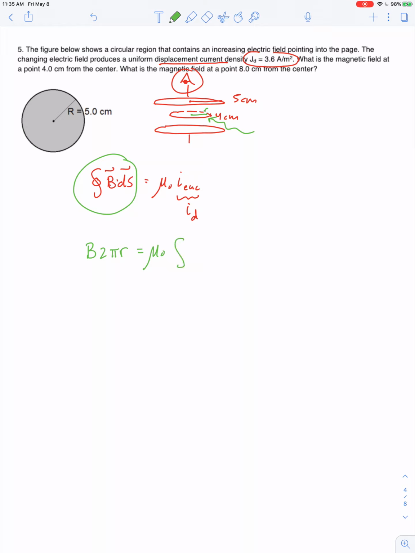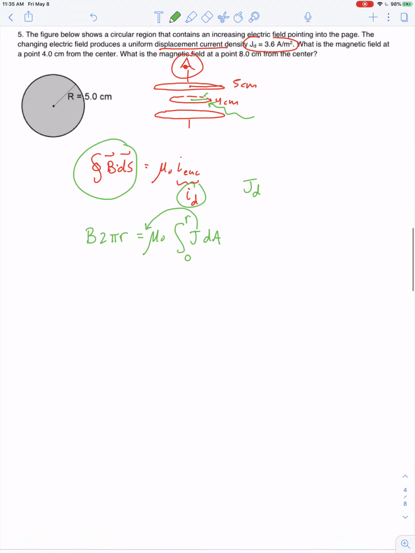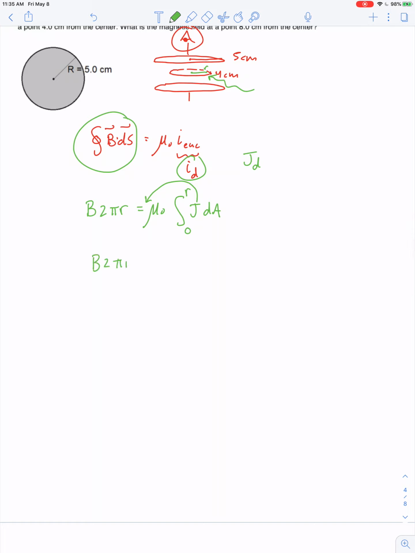Well, here we have to integrate. We aren't given the displacement current, we're given the displacement current density. So I have to take the integral of j dA, as r goes from 0 to 4 centimeters, I'll just say from 0 to lowercase r. But the current density is uniform, so I could take it out of the integral. So we have B times 2 pi r equals mu naught times j, and then all we're left with, the integral of dA, is just going to give us the area contained by our Amperian loop. So this is just pi r squared.